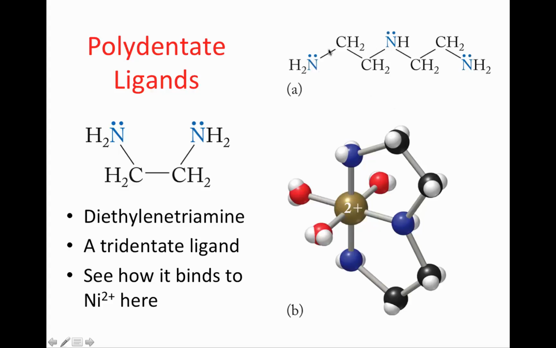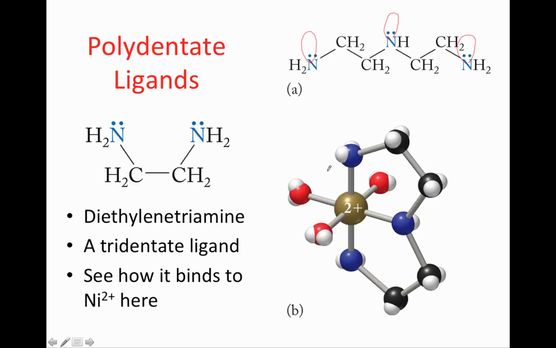Because we have these three nitrogens, and each one has a pair of electrons on it, we could circle them again. Here's a pair of electrons, here's a pair of electrons, here's a pair of electrons. We have a tridentate ligand. We have a ligand that is polydentate again.